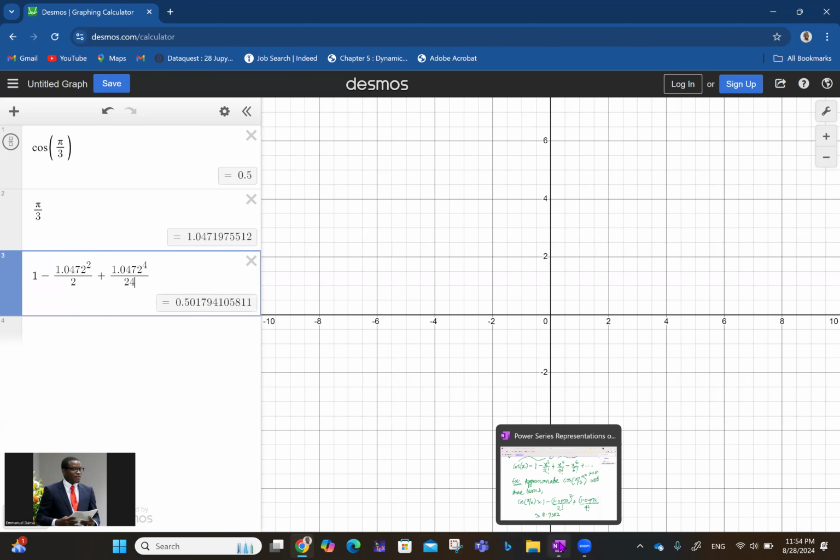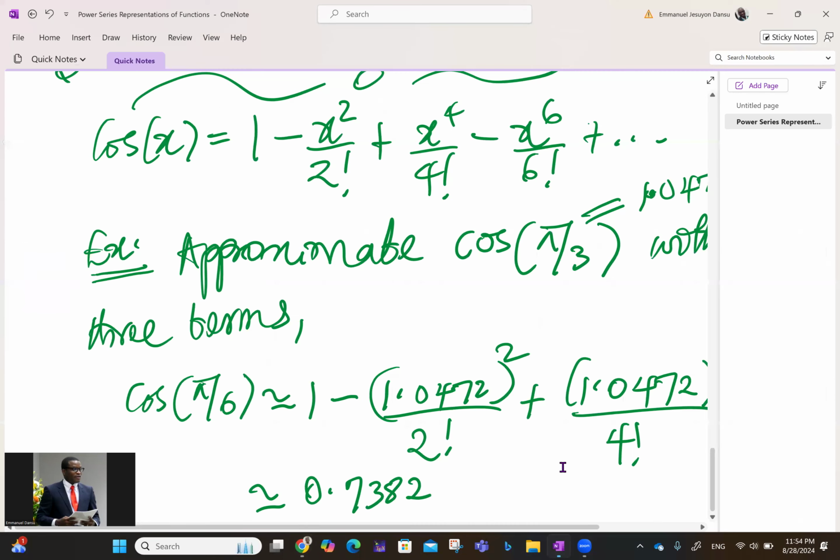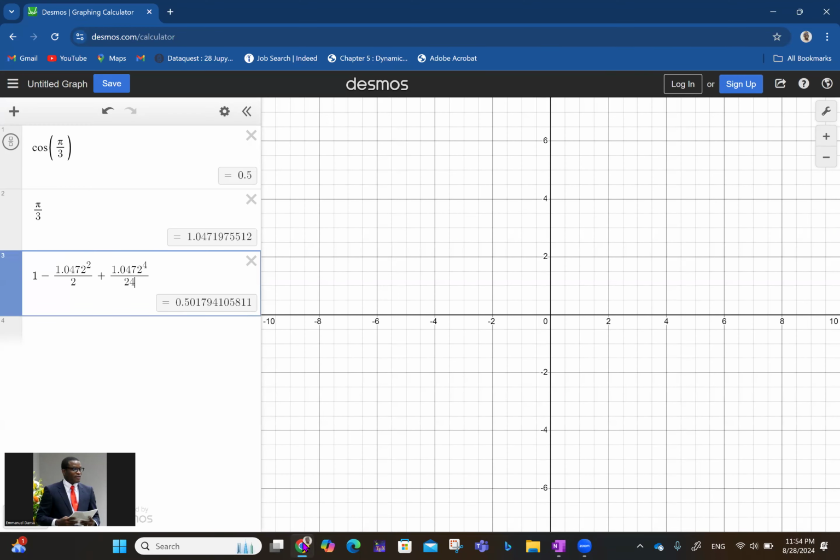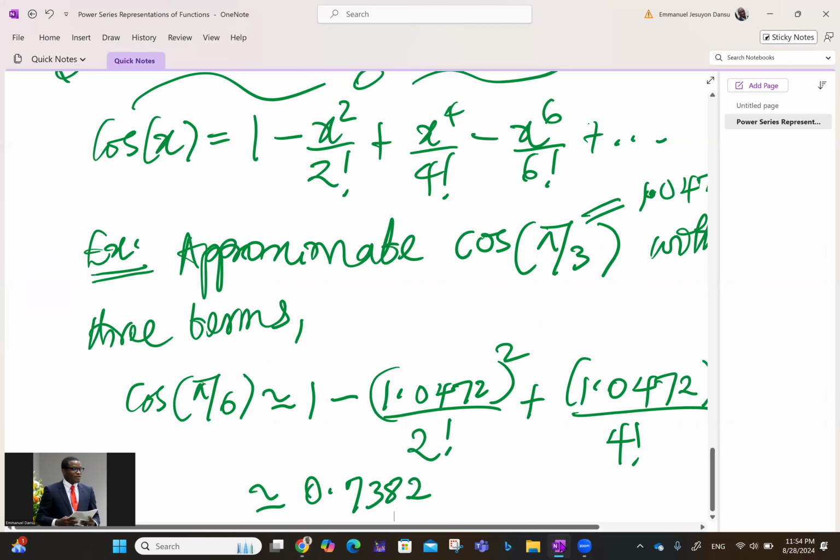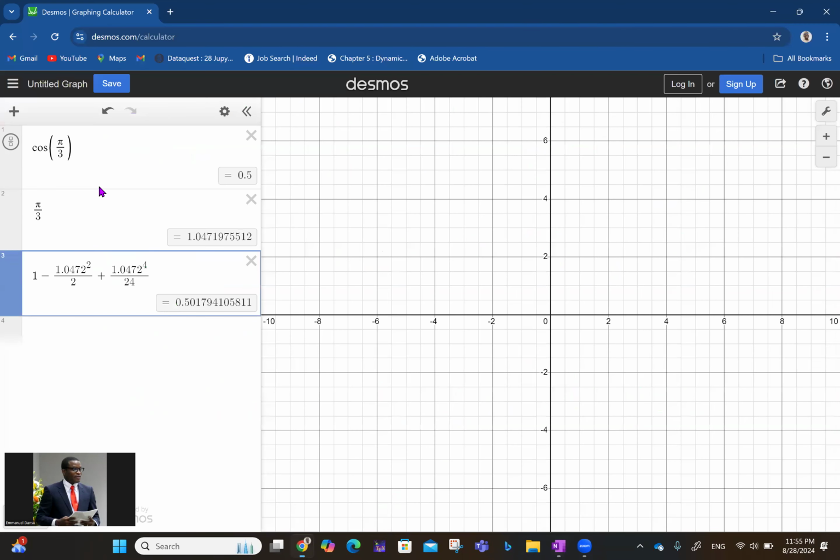Let me change that. So this is actually 0.5018. Let's do it that way. 0.5018. But of course, the actual result is 0.5. So it's a far cry. But if you go a step further, you see you get closer to that result.